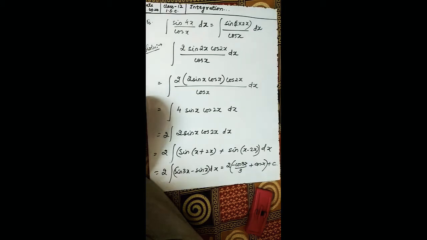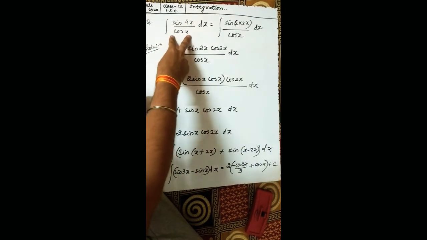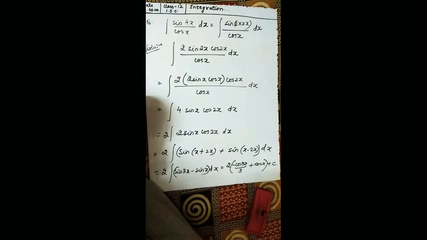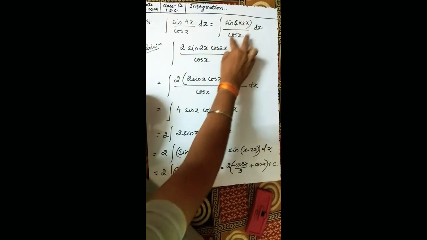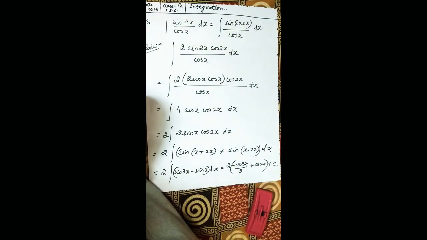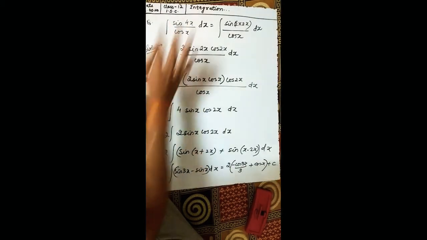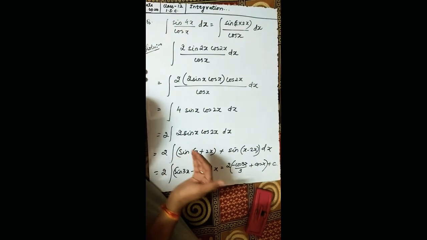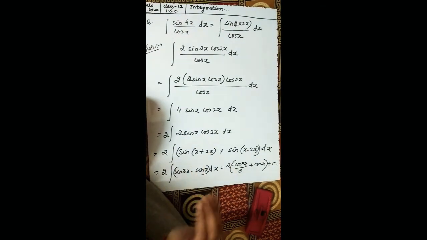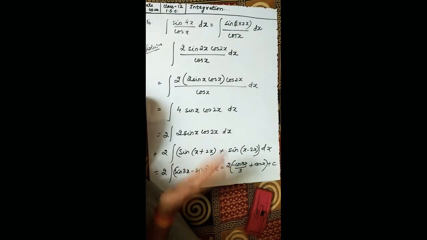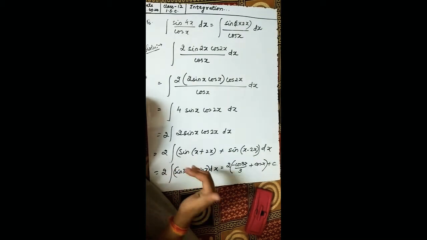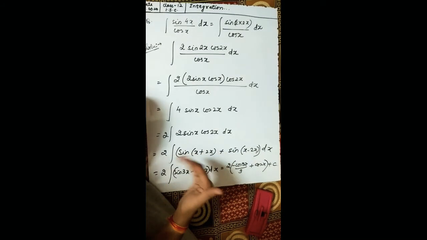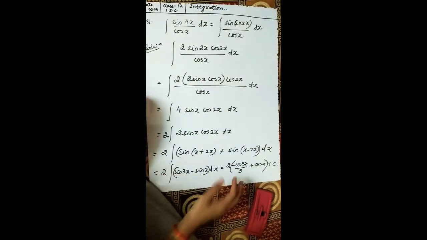Let us come to this question. Sin 4x upon cos x dx. How can we do this question? First of all, you can write this 4x as 2 into 2x upon cos x. There can be one way where you can use the sin 4x identity and write 3 sin x minus 4 sin cube x. After that you take sin x common from the numerator, and then you don't have any approachable step to solve that particular question.